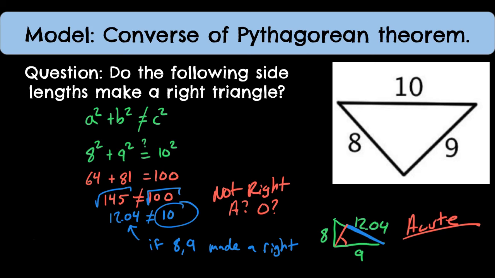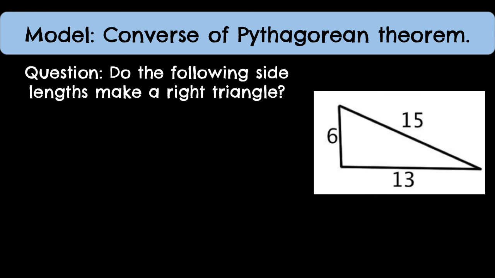Let's check out another example. Here we have side lengths 6, 13, and 15. So we set it up the same way. 15 is our longest side, and we set it equal to 6 squared plus 13 squared. So we have the equation 6 squared plus 13 squared equals 15 squared. And again, we're asking the question, is this true? Because if it is, it's a right triangle. If not, we can figure out if it's acute or obtuse.